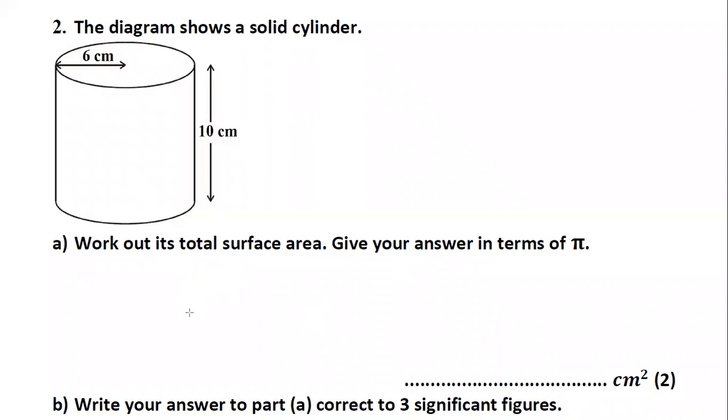Let's move to question number 2. It says the diagram shows a solid cylinder. Work out its total surface area. Give your answer in terms of pi. Right, this time we are required to work out its total surface area. And we have also been told that this is a solid cylinder.